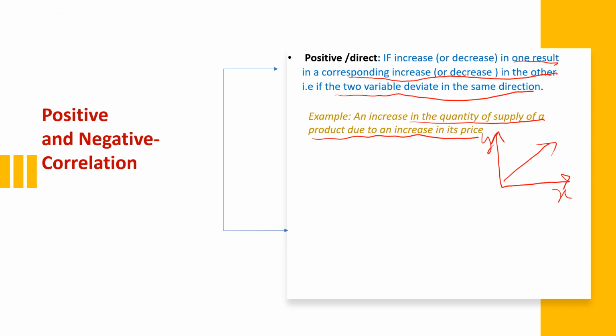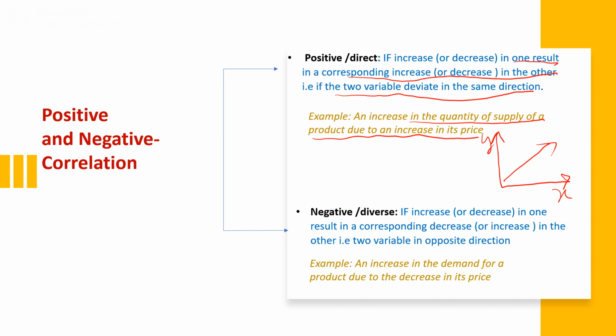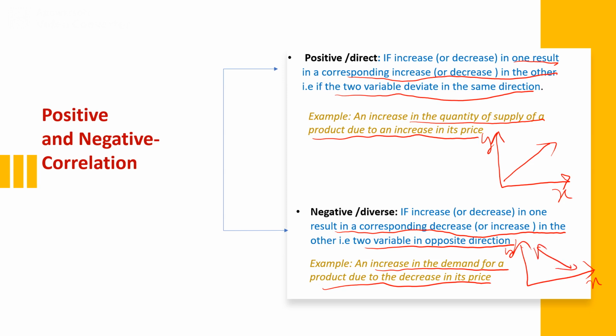Now, the negative correlation: if an increase or decrease in one results in a corresponding decrease or increase in the other, that is, the two variables move in opposite directions. For example, an increase in the demand for a product due to a decrease in its price. That means if x increases, then y decreases.